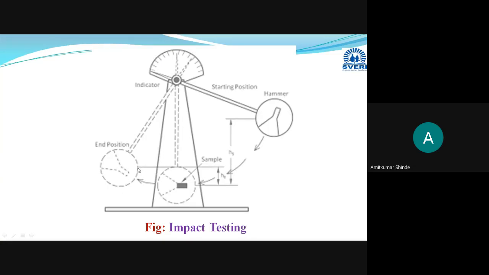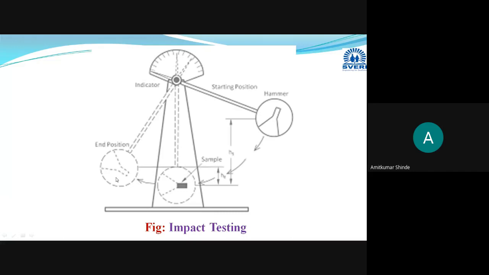Again, its height will be marked and it is measured. Okay, and we are going to take the difference between the potential energy at this initial position and at the end position. Simply, we are going to take the difference.